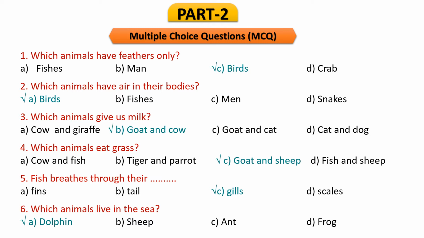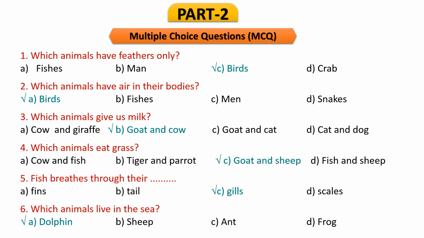In question number 2, which animals have hair in their bodies? There are 4 options. Option A, birds. Option B, fishes. Option C, man. Option D, snakes. We know that such kind of animals which have feathers in their body actually have hair inside their bodies as well. Among all the options, A, birds have feathers in their body, and that's why they have hair inside their body. So the answer will be A, and we will make a tick beside A.